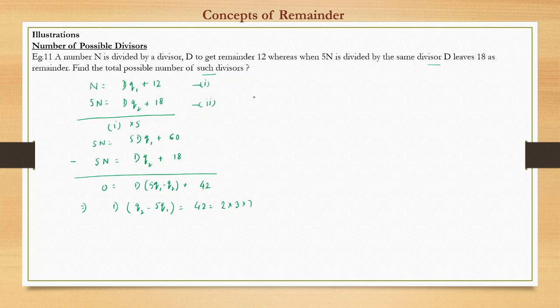And we know that d has to be more than 18, because the divisor will always be more than the remainder. So the divisor will always be more than the remainder, and here d will be more than 12. So from these two I can write d will be more than 18.